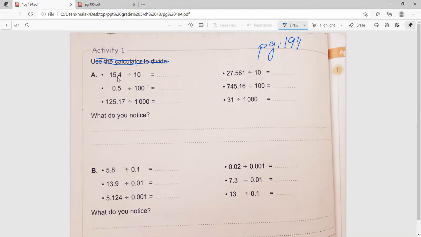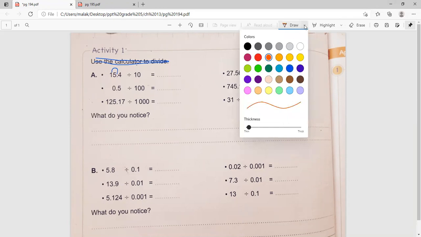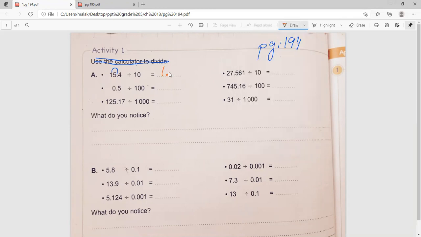Divided by 10, so I will move the decimal point backward one digit. So I will count one digit backward. Move it backward one digit, it will be where? Between 1 and 5. So the answer will be 1.54. Okay? 1.54. That's it.